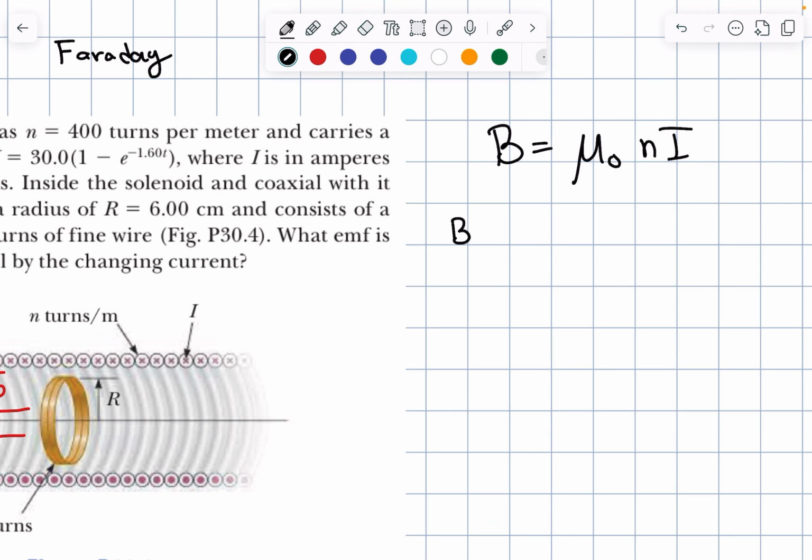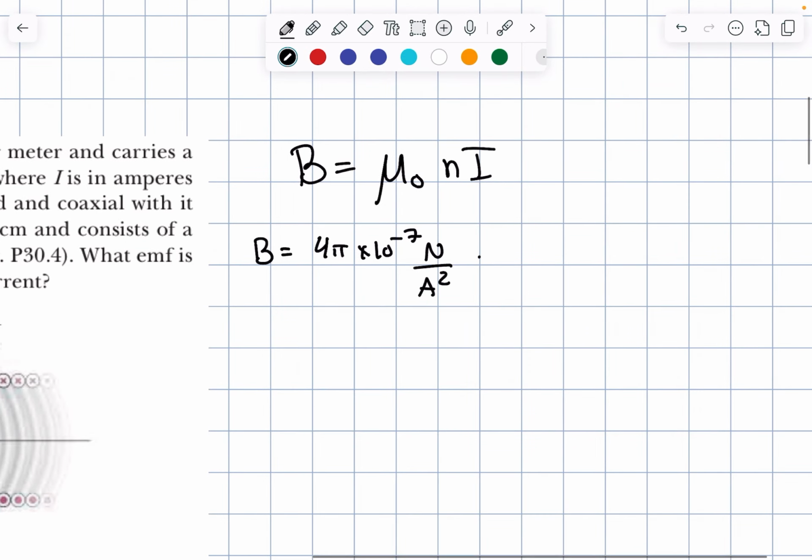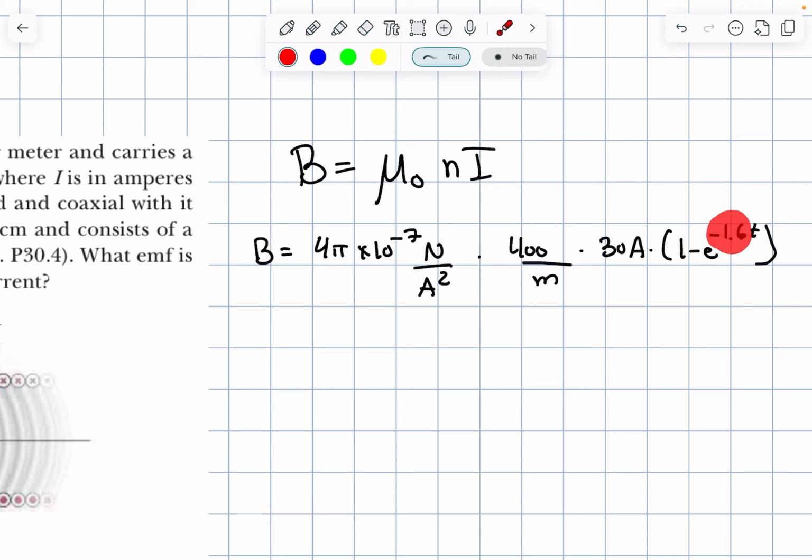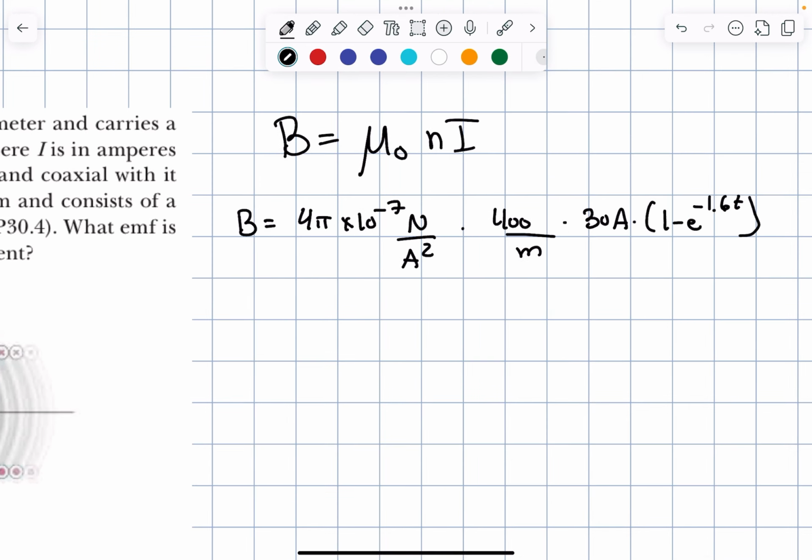So we can just go ahead and write out what B is. B is equal to mu naught, which is 4 pi times 10 to the negative 7 newtons per ampere squared, times little n, which is 400 turns per meter, and then the current is 30 amps times (1 minus e to the negative 1.6 t), where this 1.6 has units of inverse seconds. We can make this a little bit prettier, move things around, and we get B equal to 1.51 times 10 to the negative 2 newtons per amp meter, times (1 minus e to the negative 1.6 t) again.